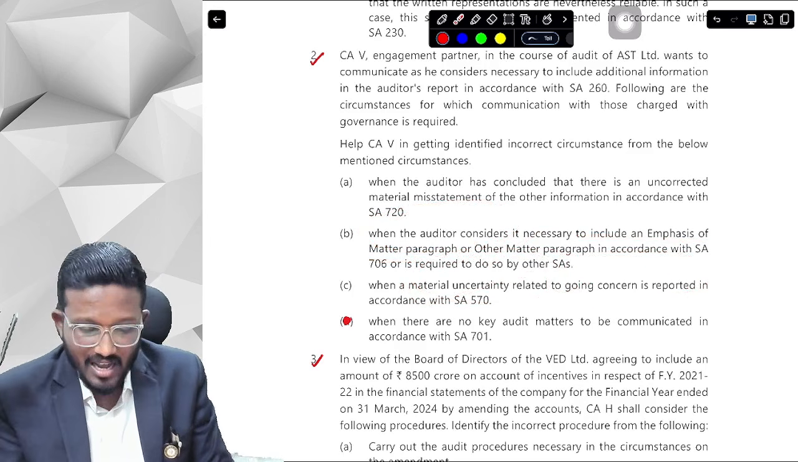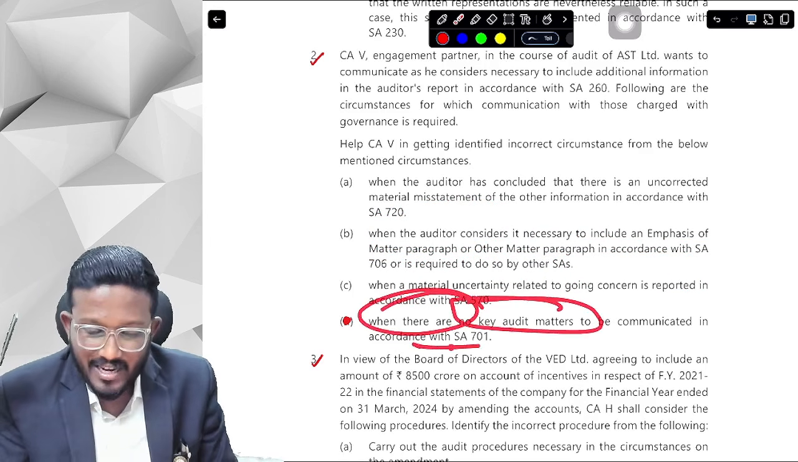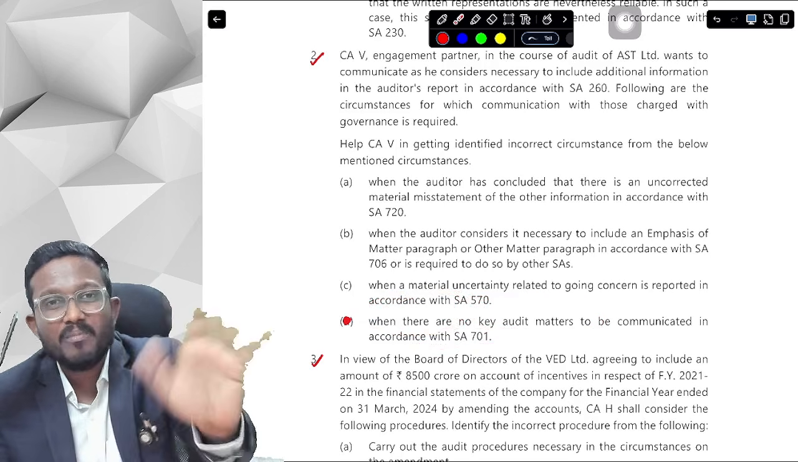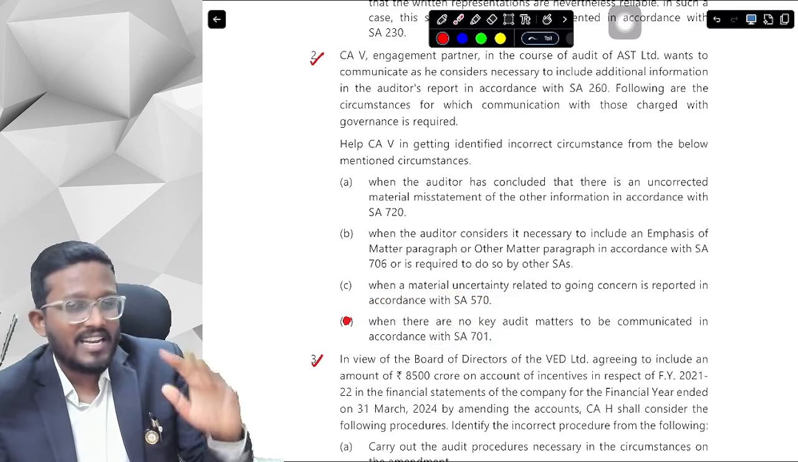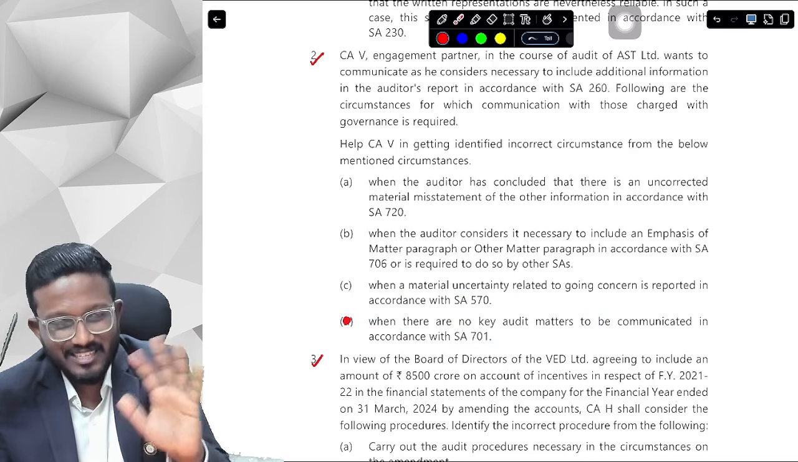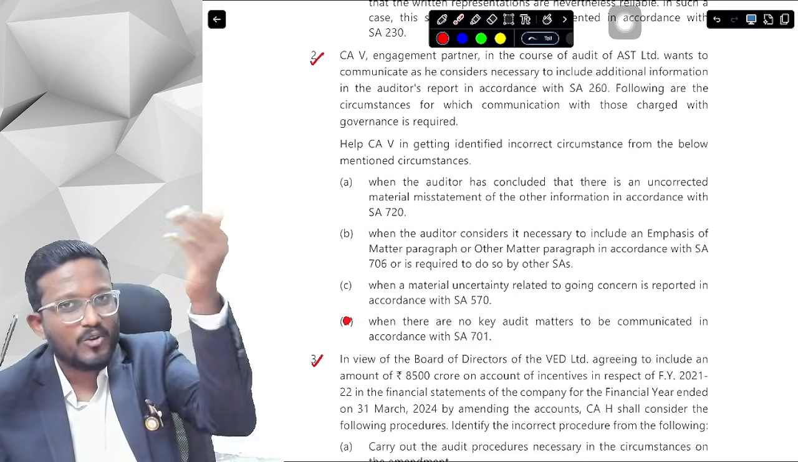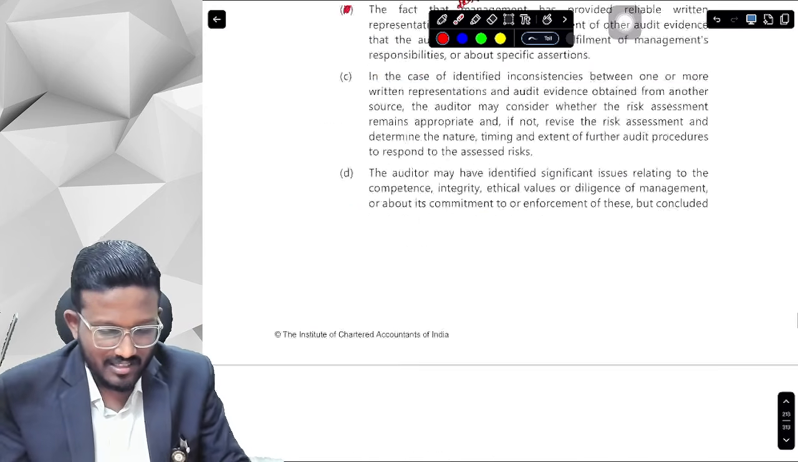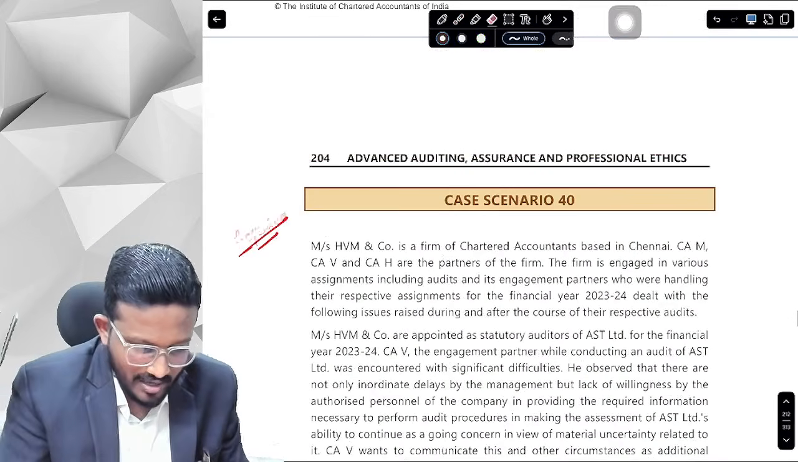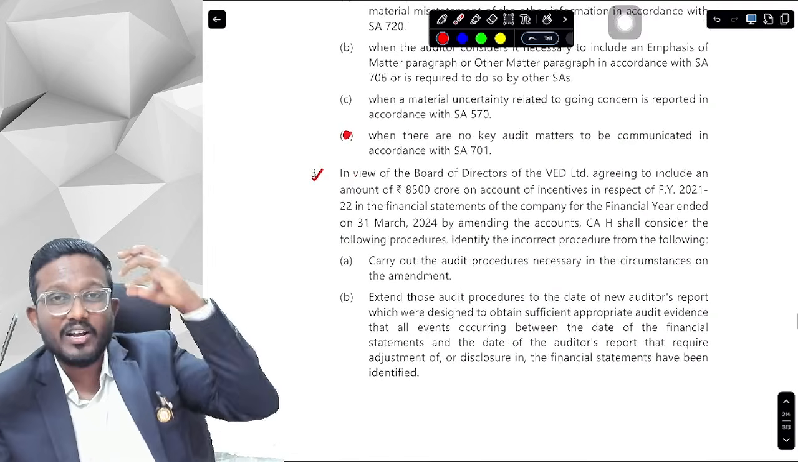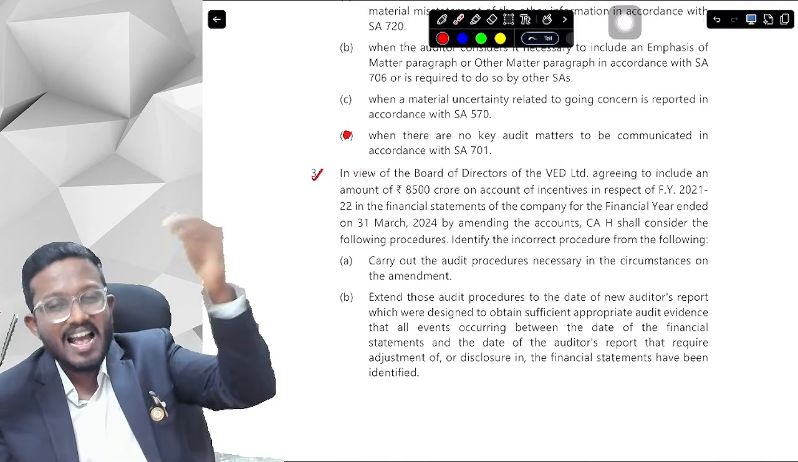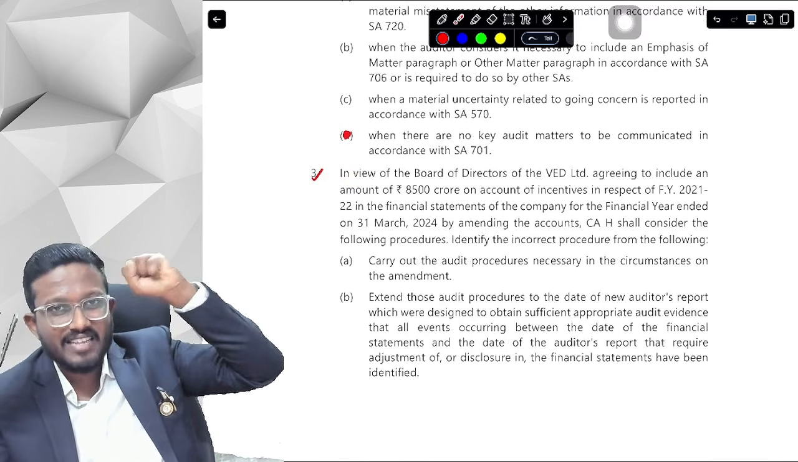But when there are no CAMs as per SA 701, then this matter is not communicated to TCWG. We do not say to TCWG that we do not have any CAM, but obviously when we have a CAM, we have to communicate to TCWG. Okay, yes sir, this is also not repeated. I'm not sure what I have done while solving these case scenarios. Maybe I have just got a glimpse of the case scenario that I have solved earlier, and these were repeated case scenarios from the ones that I have solved earlier.